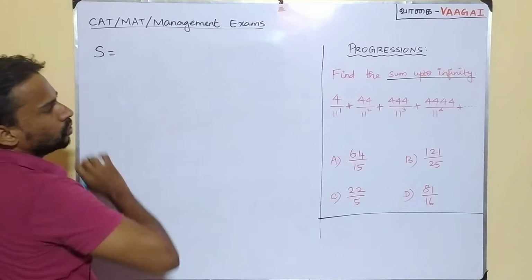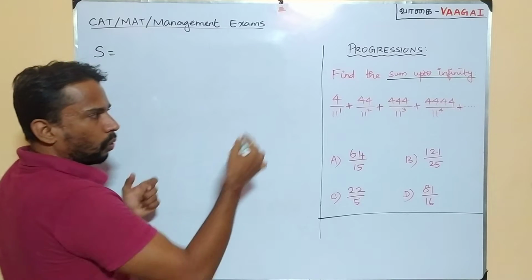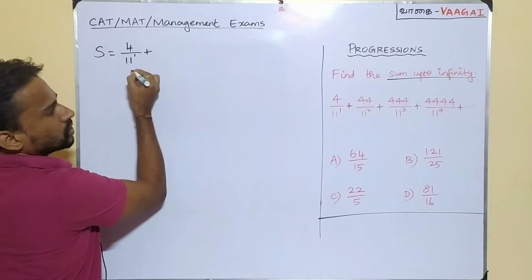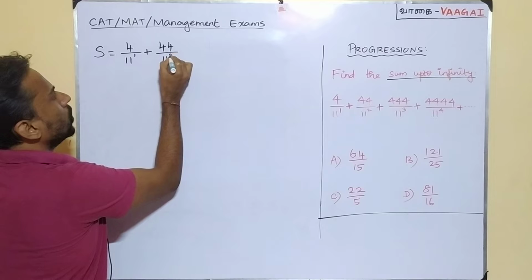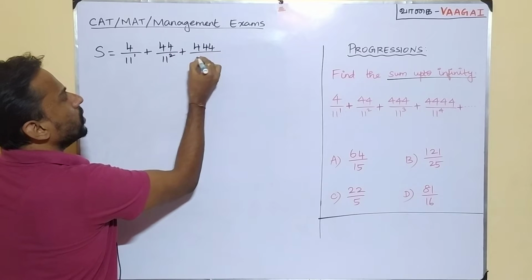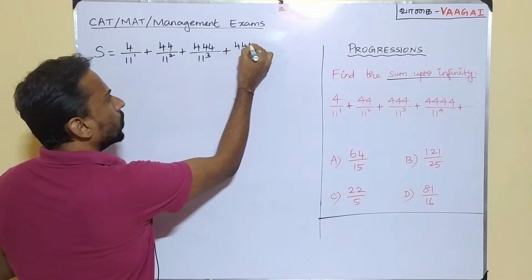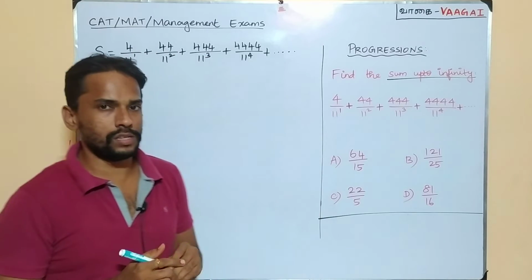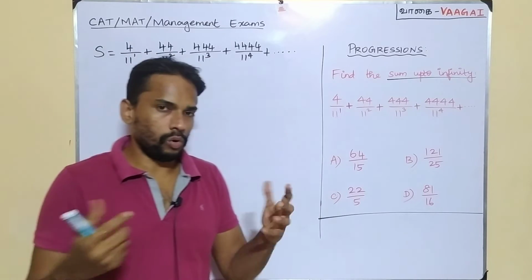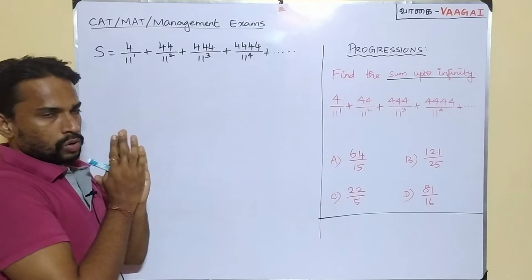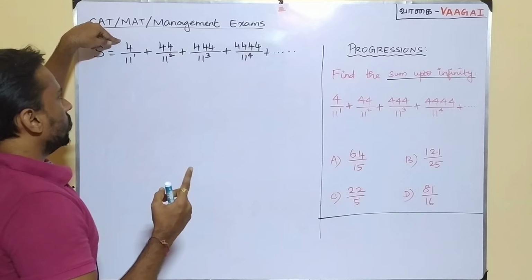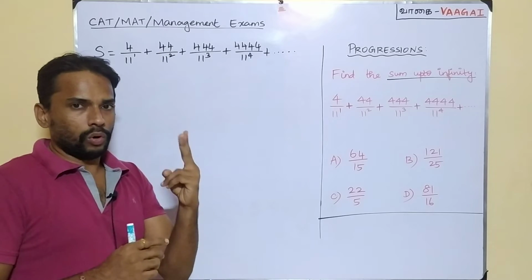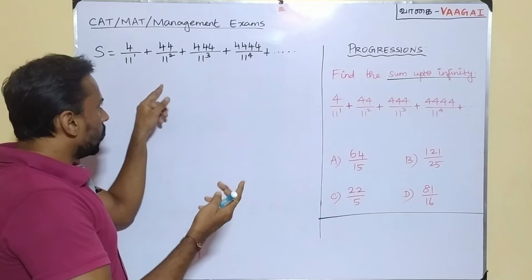So S is going to be equal to, we'll just copy the same series here: 4 by 11 power 1 plus 44 by 11 power 2 plus 444 by 11 power 3 plus 4444 by 11 power 4 plus and so on. Let us observe each of these terms. The first term is 4, only one 4, divided by 11 power 1. The second term is 44, that is, there are two 4s, divided by 11 power 2.